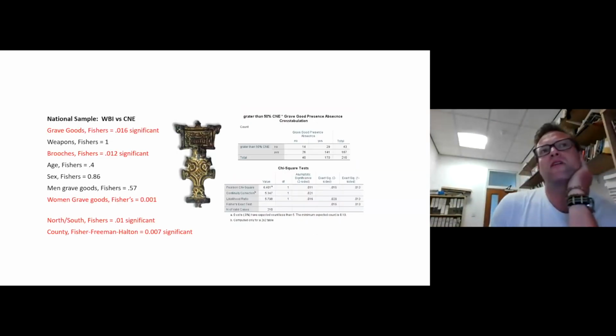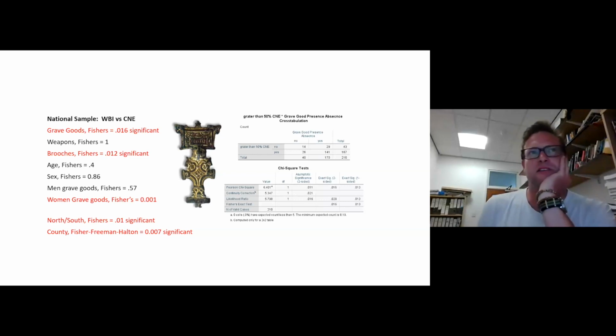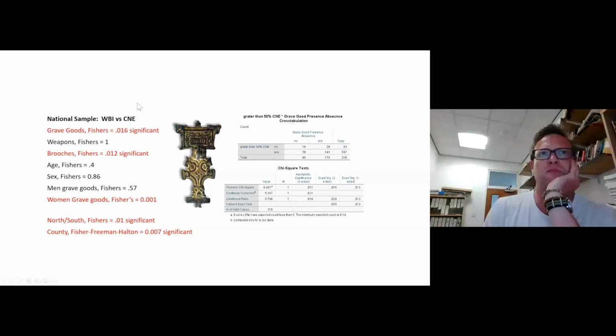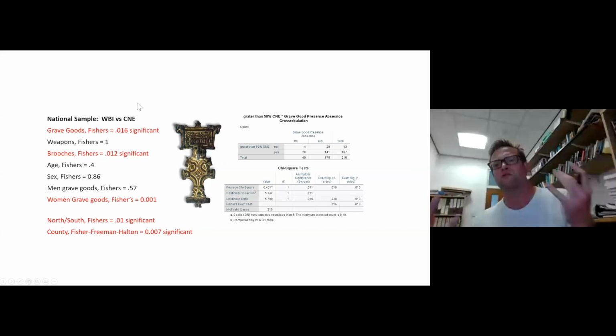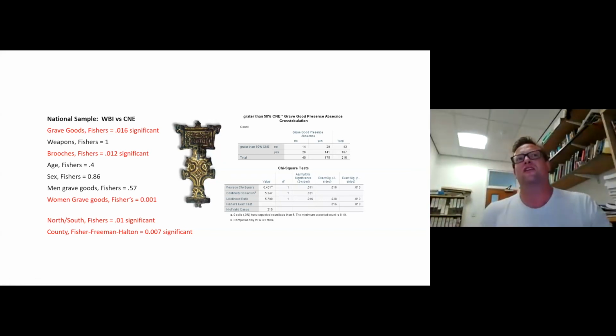We can look at those variations in more detail. So this is here our national sample of Western British Irish versus continental Northern European ancestries, to try and understand if there's a difference between the types and numbers of grave goods they were found with. And there is.